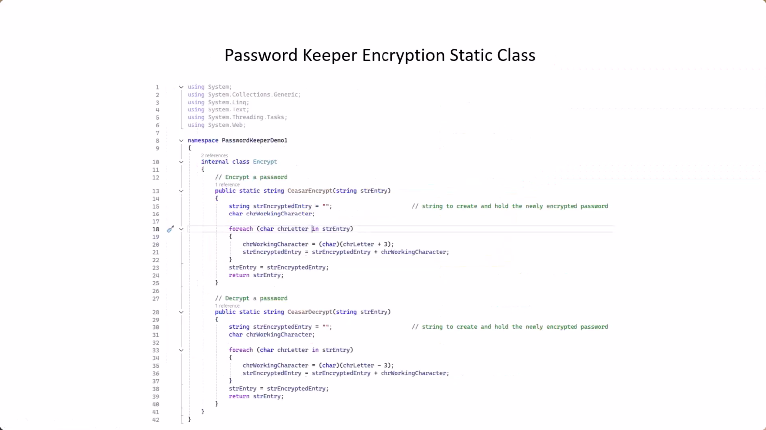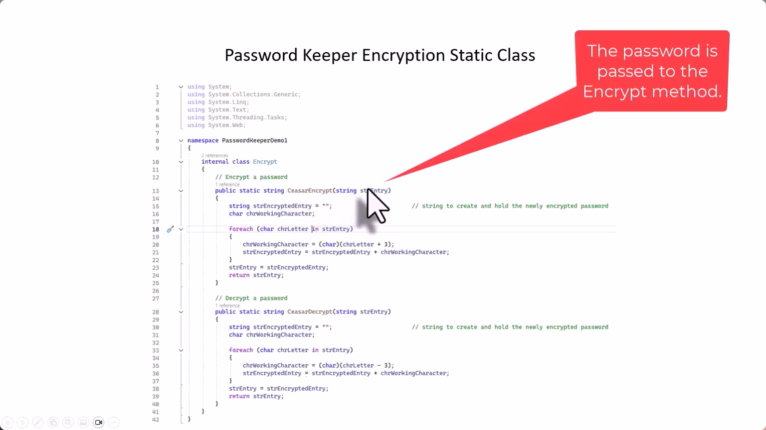What we want to do now is encrypt. So we're going to create an encryption static class. We're going to call that class Encrypt. It's going to encrypt the password. We're going to bring in string entry, and this is the encryption piece, and there's also a decryption piece down here. The methods are very similar.